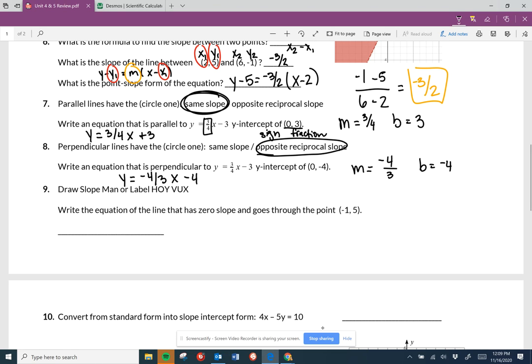Okay, the slope man is going to have a positive eye. He has a negative eye. He has an undefined nose with a little X nose piercing. And he has a zero slope mouth with his little Y tongue sticking out.